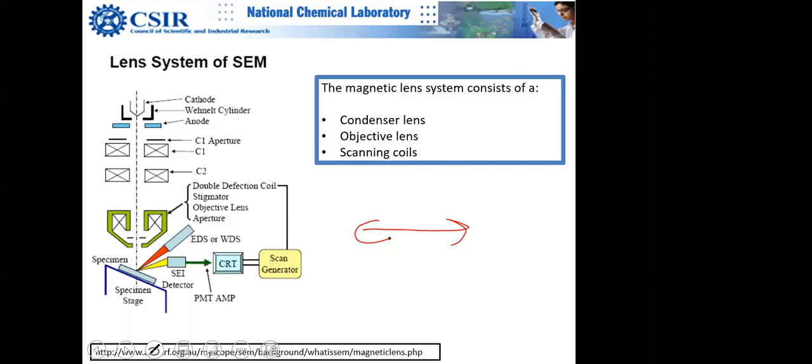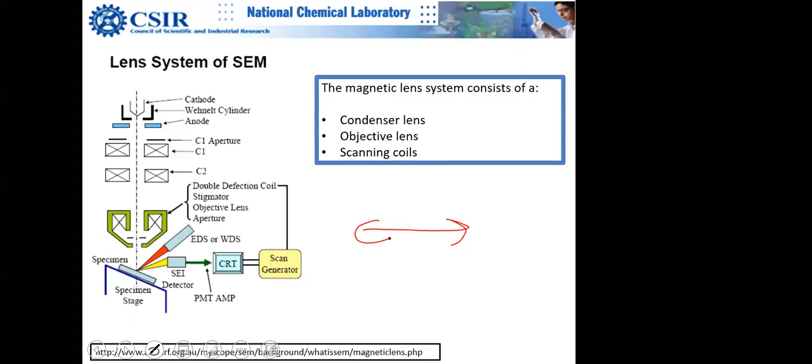So SEM has, as I told you, contributed to tremendous science. Another thing is that because there is a lot of space inside the SEM, you can put many detectors which are not possible in TEM. TEM में इतना space नहीं होता है अंदर, है ना?